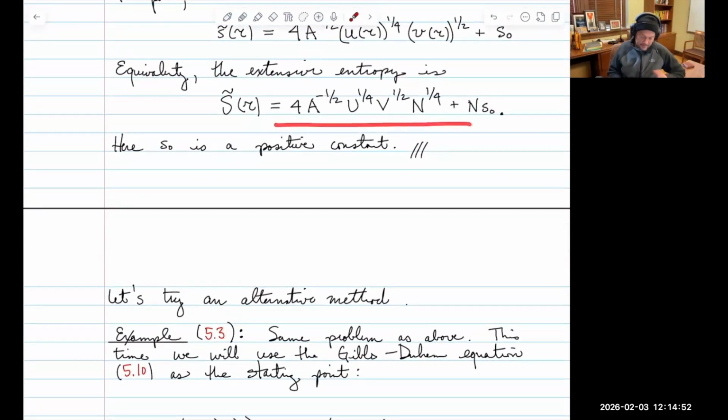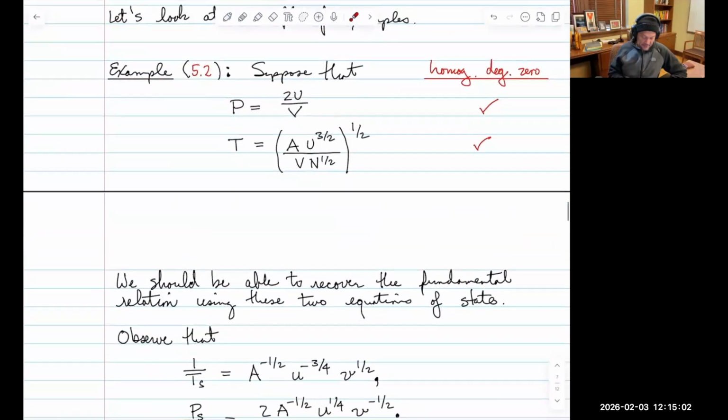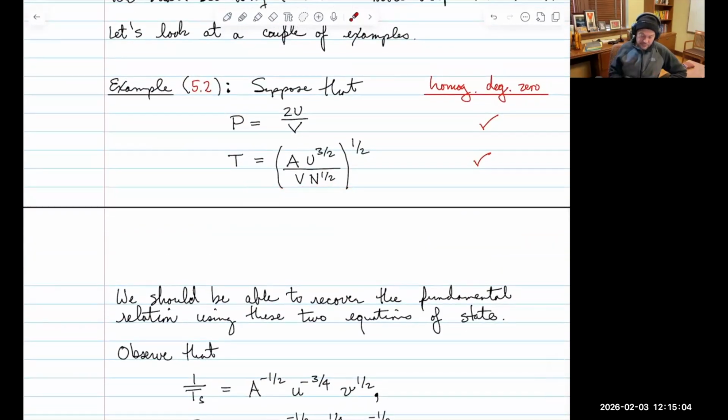This really is the full extensive entropy. And now notice that in getting that expression, we didn't need an expression for the chemical potential at all. We only needed two thermodynamic equations of state to get the entire expression for the fundamental relation. This is a little bit like saying if you give me a function of three variables and tell me two of its derivatives, one with respect to x and one with respect to y, that I should be able to recover the entire function.